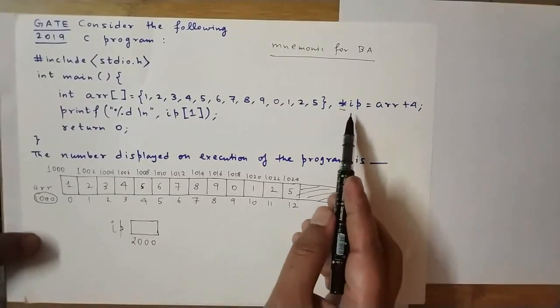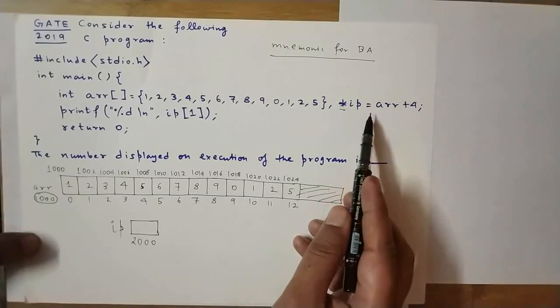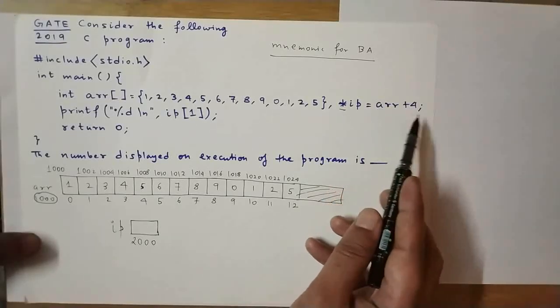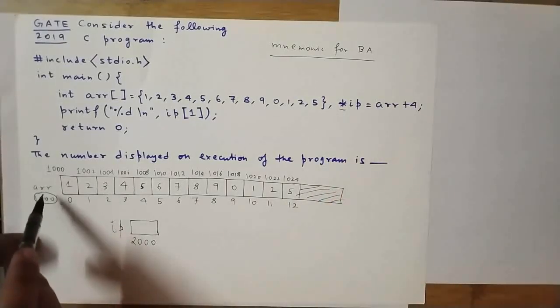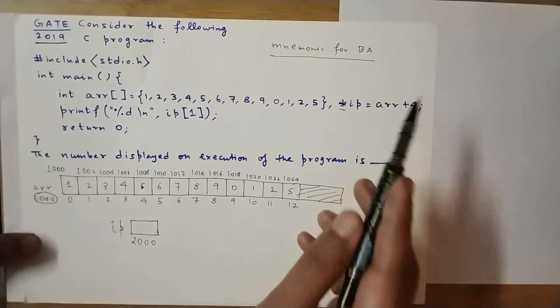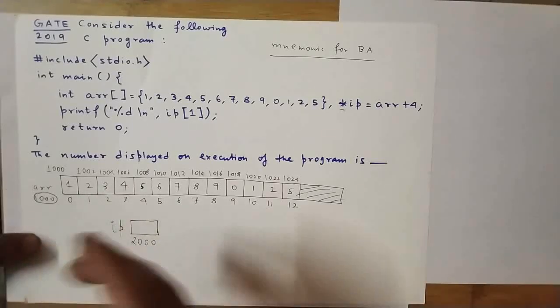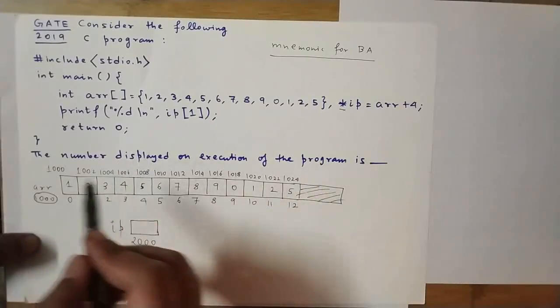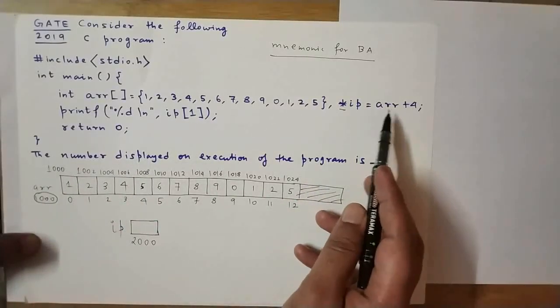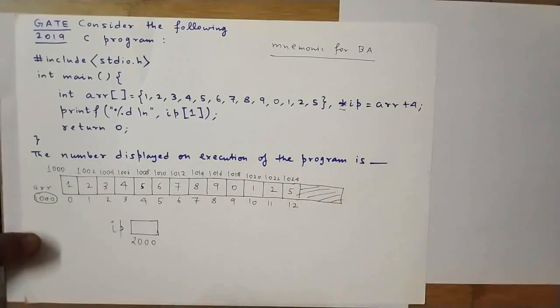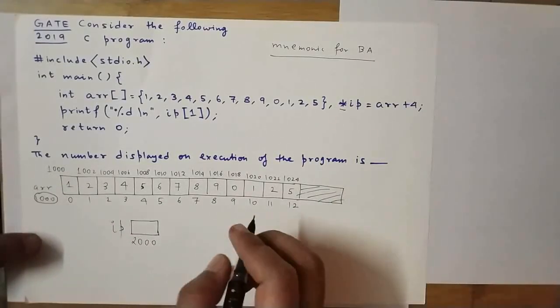Now, what I'm doing here is, I'm saying star IP equal to arr plus 4. What did I say? The array name, which in this case is arr, acts as a mnemonic for the base address. Now the base address here is 1000. Now if I do 1000 plus 4, what will be the value? Is it 1004? No, it's not 1004.